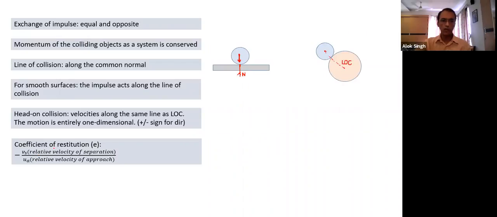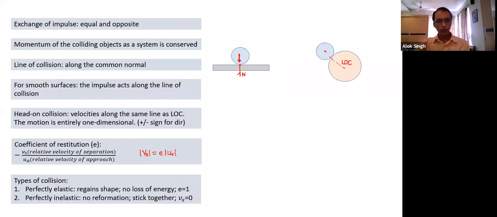It is the negative of the relative velocity of separation divided by the relative velocity of approach. The reason we take the negative sign is that the velocity of approach and velocity of separation are in opposite directions. We'll come to that. This is an important point. So the magnitude of the velocity of separation will be equal to e times the relative velocity of approach. In most cases we deal with one dimension, so it is either the sum of the velocities or the difference in velocities.